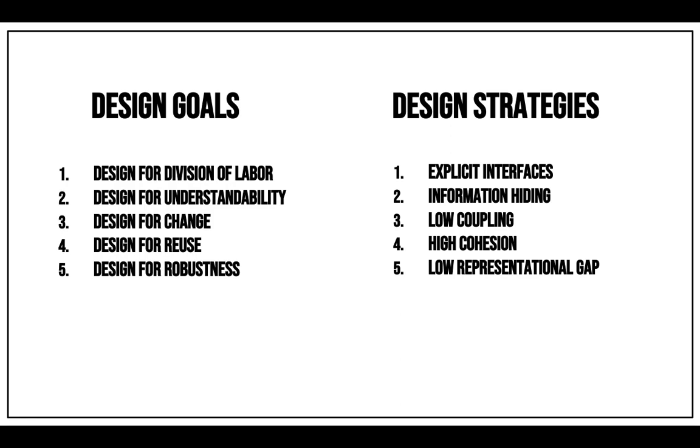For the strategies, we have number 1, explicit interfaces. That means keeping classes small and exchanging as little information as possible. Number 2, information hiding. That means a module exposes the interface but hides how it implements it. Number 3, low coupling. Modules should depend on other modules as few as possible. Number 4, high cohesion. That means all the responsibilities of a module should be related and well defined.